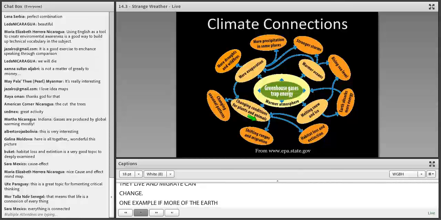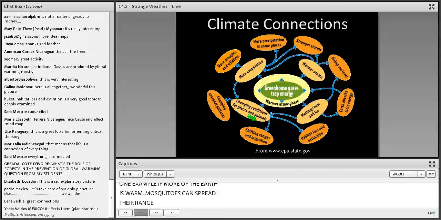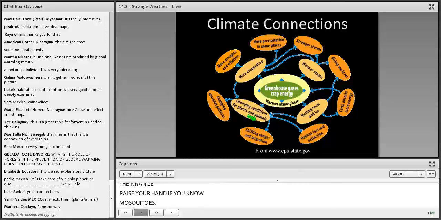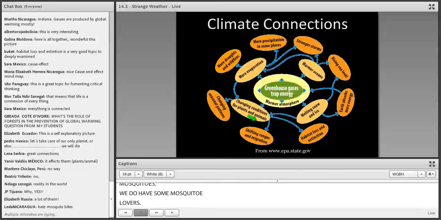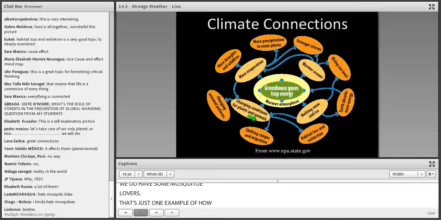Raise your hand if you love mosquitoes. Okay, so we do have some mosquito lovers. Okay, that's just one example of how everything is interconnected. Lida in Nicaragua says, hate mosquito bites. I'm sure you're not the only one, Lida.